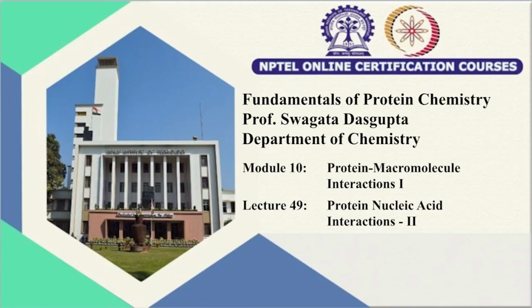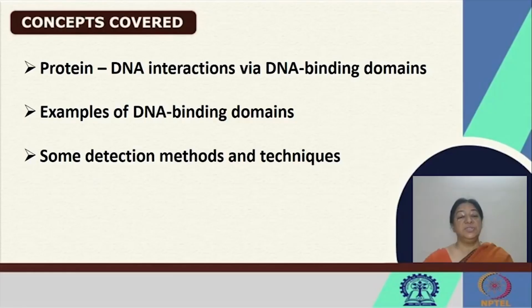In the first module of protein macromolecular interactions, we are looking at protein nucleic acid interactions. In the previous lecture, we understood why we need these interactions and what is important in RNA and DNA in their binding characteristics, the specific types of interactions that may be possible, and what we mean by specific and non-specific interactions. In this lecture, we will be looking at protein DNA interactions in particular.